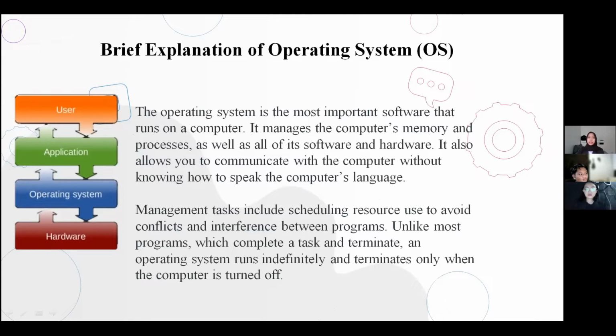An operating system is a program that manages a computer's resources, especially the allocation of these resources among other programs. Management tasks include scheduling resource use to avoid conflicts and interference between programs. Unlike most programs, which complete a task and terminate, an operating system runs indefinitely and terminates only when the computer is turned off.